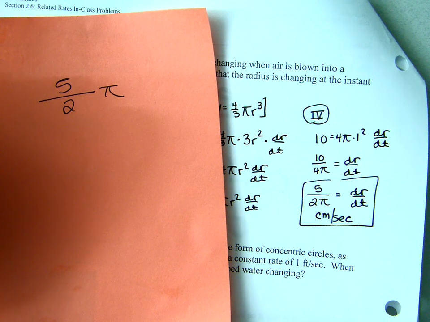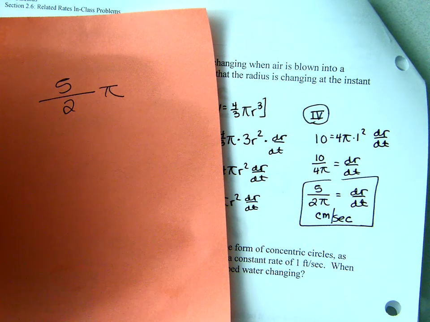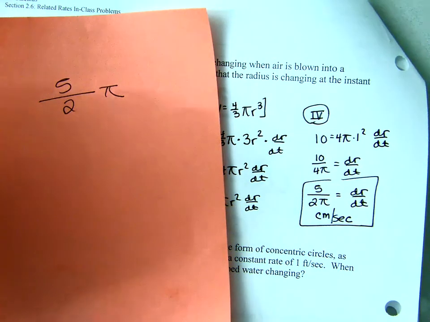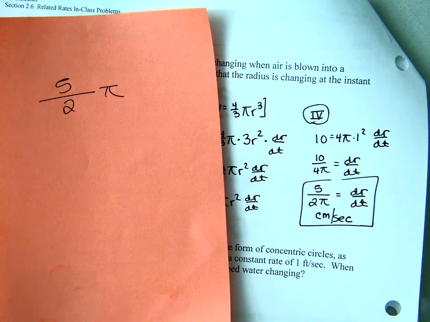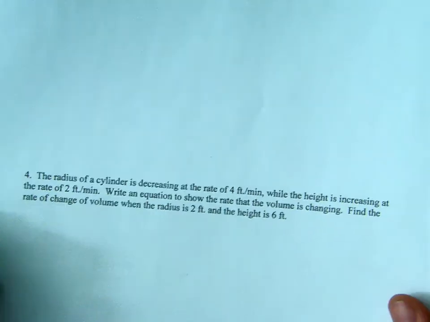That's 5 halves pi. You might intend for me to think that the pi is in the bottom. It's not, though. Make sure it's clearly written on the bottom, and make sure when you go to manipulate things, the pi is divided rather than multiplied. I want to skip number 3 for right now, and I want to go on to number 4.